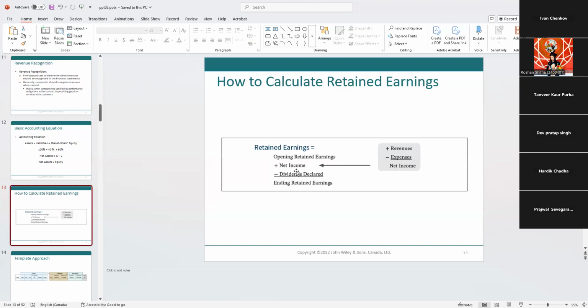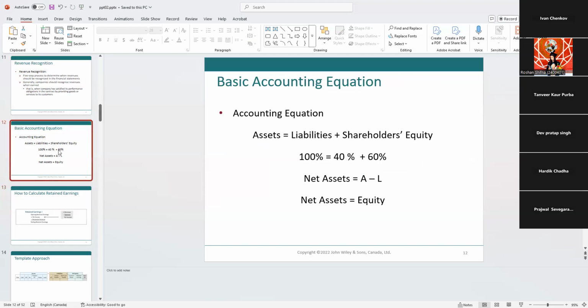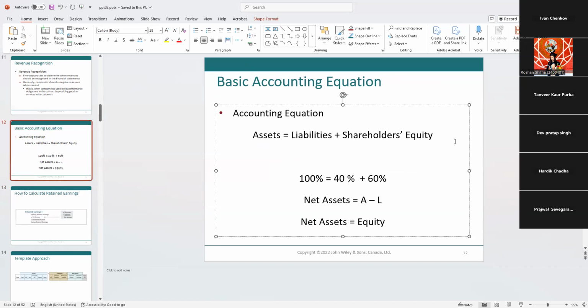Professor, I have a doubt in the previous slide. Let's go with the previous slide. Can you explain the last terms, like 100% equal to 40% plus 60%, with an example? Yes. Okay, let's use an example from class.